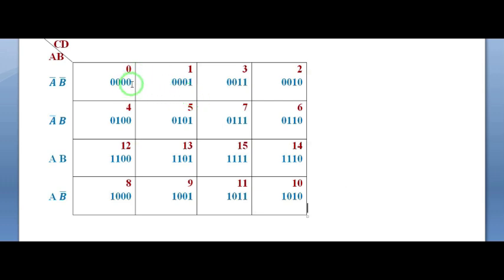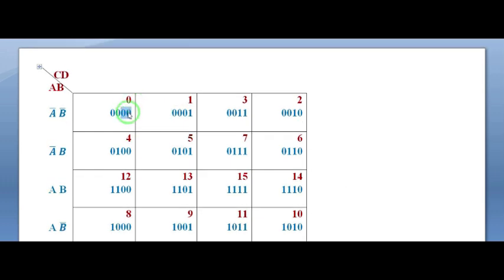Similarly, if I go for column number 1, so column number 1, row number 1, row number 2, row number 3, row number 4. In column number 1, all the cells of the 4 rows are going to have 0 0 0 0. So this column 1 is going to represent C bar D bar. So here I am going to write C bar and D bar.